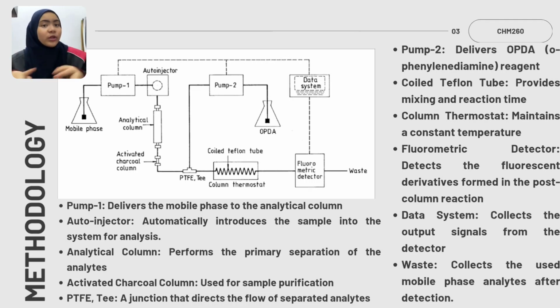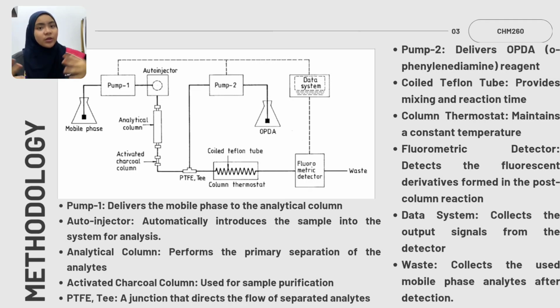Next, the flow will reach the PTFE T, which directs it for further processing. Meanwhile, pump 2 adds OPDA reagent for the derivatization reaction. The mixture then travels through the coiled Teflon tube, which provides enough time for the reaction to take place. To ensure optimal conditions, the column thermostat maintains a stable temperature. The processed sample reaches the fluorometric detector, which detects and measures fluorescence signals.